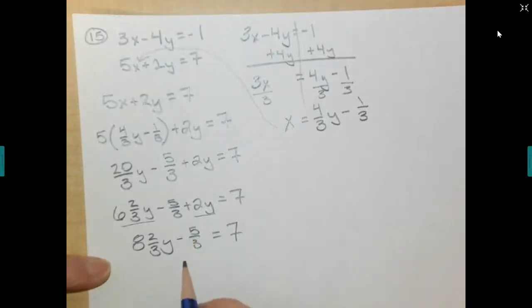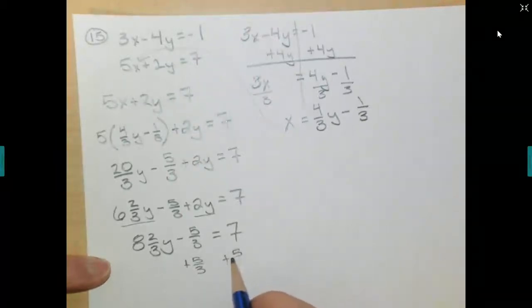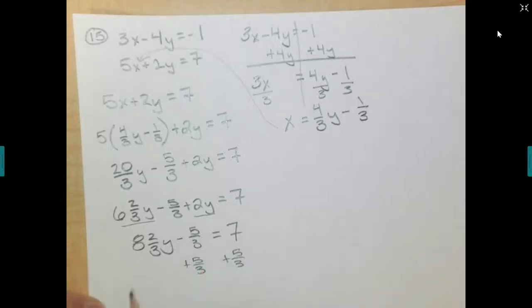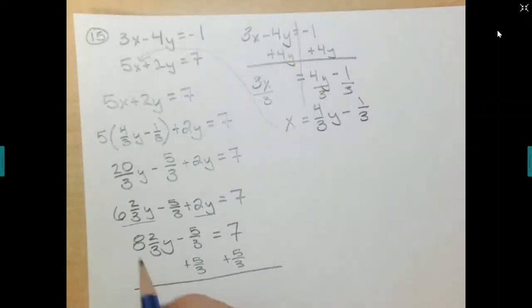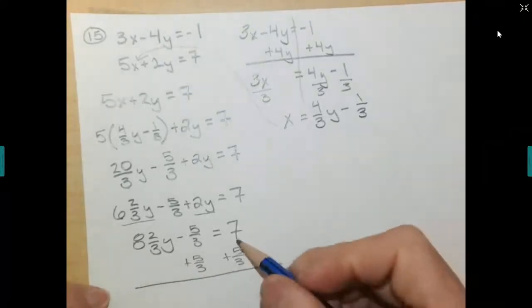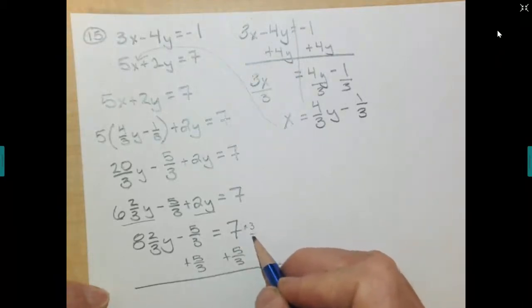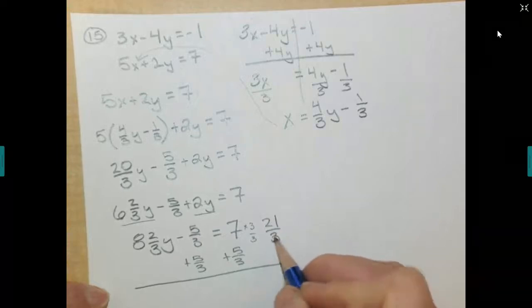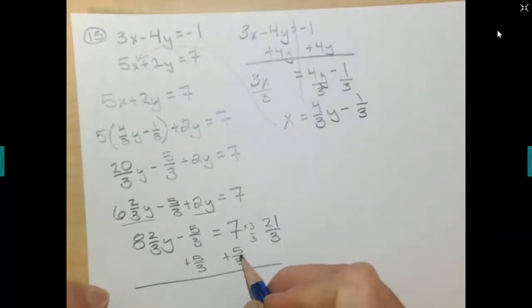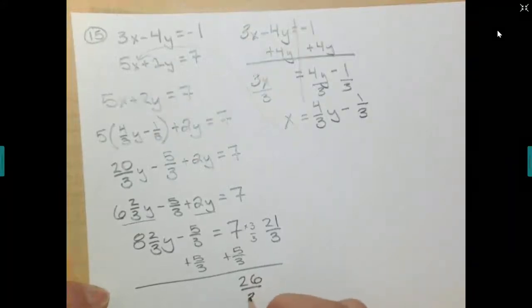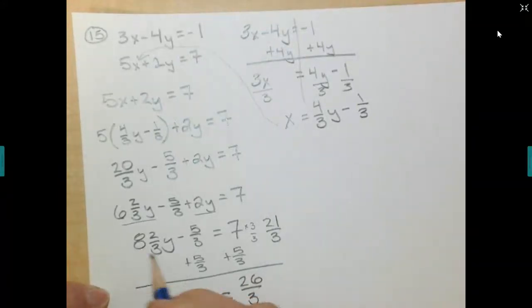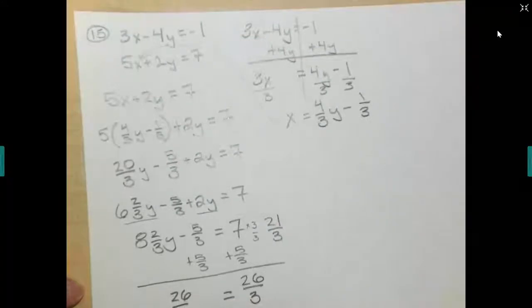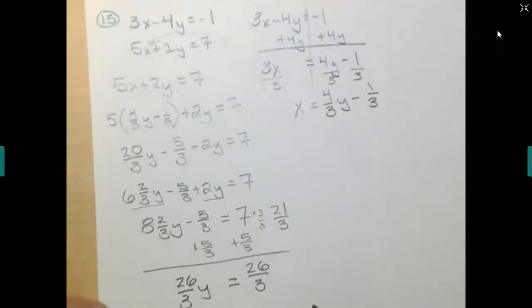Okay, now I'm going to add the 5/3 to both sides. Or I should keep these in thirds. So what I'm going to do on this side is multiply by 3/3. So I get 21/3. So 21/3 plus 5/3 is 26/3 equals... 8 times 3 is 24, 25, 26.